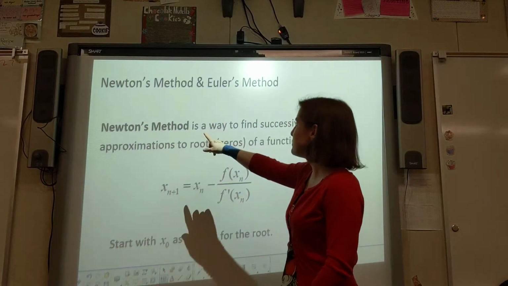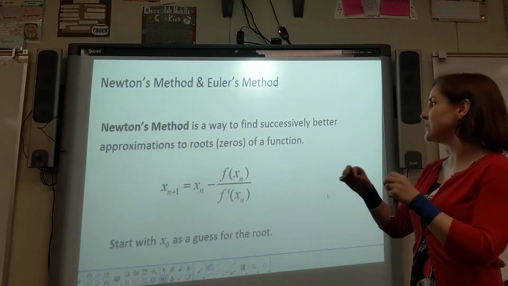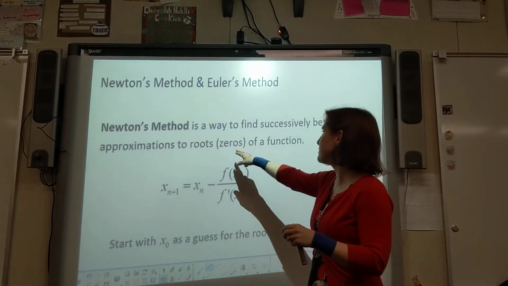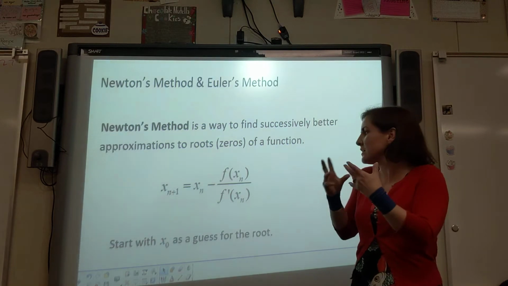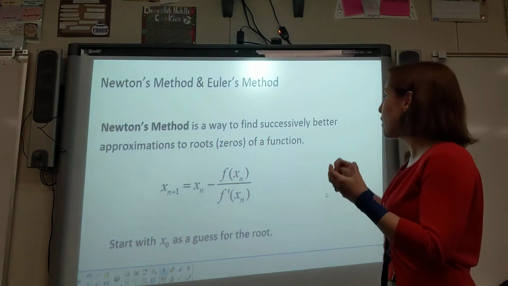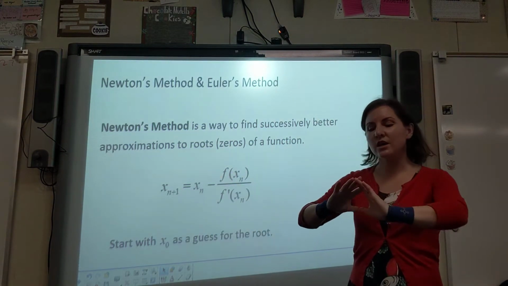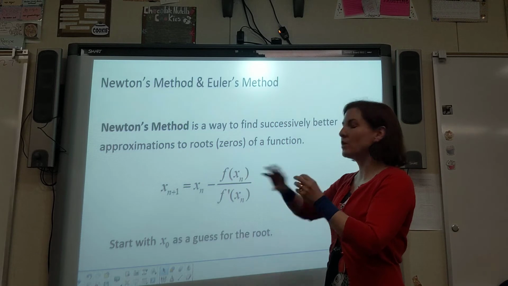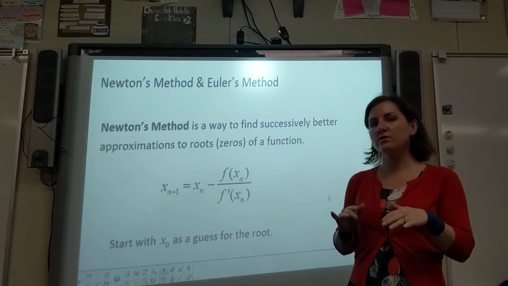Okay, so Newton's method. It's a way to find successively better approximations to roots, which are also known as zeros, of a function. So if you didn't know what the actual zeros were, if you couldn't factor it, a way to find zeros is this awesome Newton's method. And you have this formula and you can just keep going. The number of iterations that you do, it keeps getting closer and closer and closer.